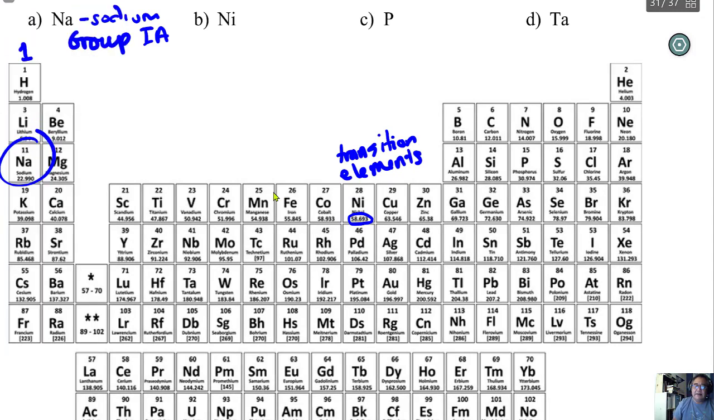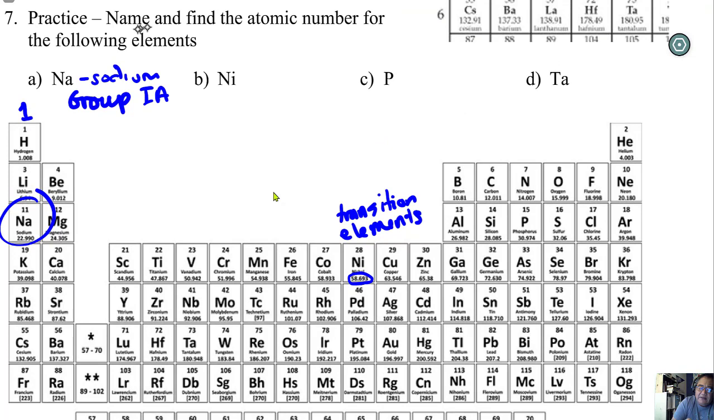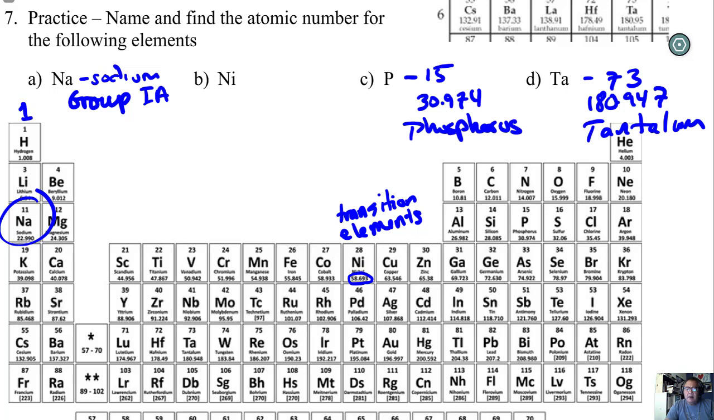Let's see if you can find, so that's nickel, right? So we found the name and the atomic number. Go ahead and see if you can find phosphorus and then Ta, and you tell me what that name actually is. All right, so there we go.